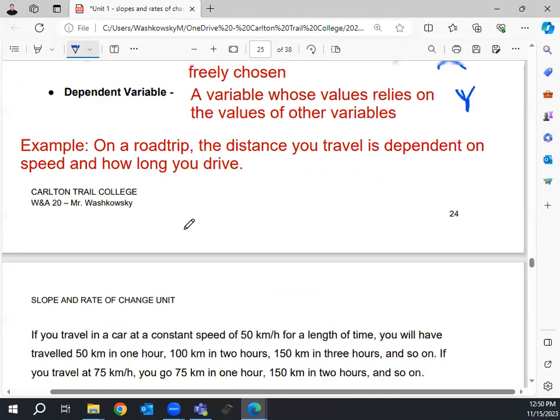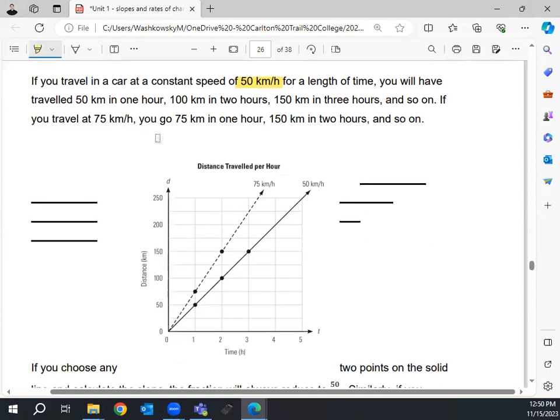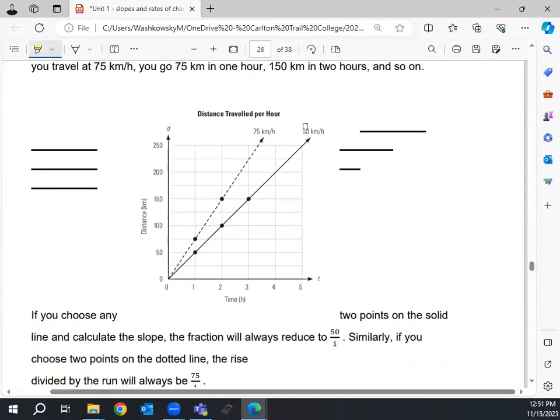So let's look at an example of this. I'm going to use that same example, speed. Let's imagine you travel in a car at a constant speed of 50 kilometers an hour. After an hour, you go 50 kilometers. After 2 hours, you go 100. After 3 hours, you go 150 kilometers, and so on and so on, right? That's not too hard to understand. The same thing, though, if I increase my speed, I go a further distance in 1 hour, a further distance in 2 hours, and so on and so forth.